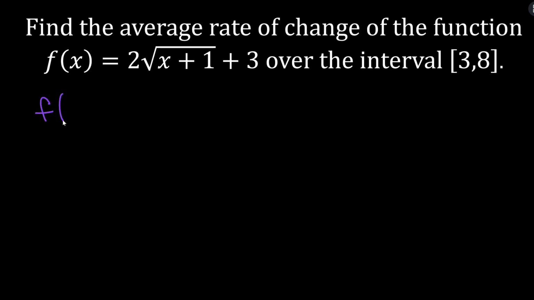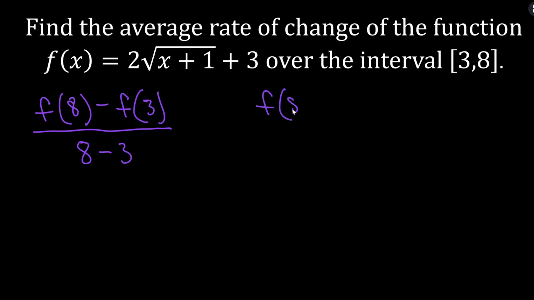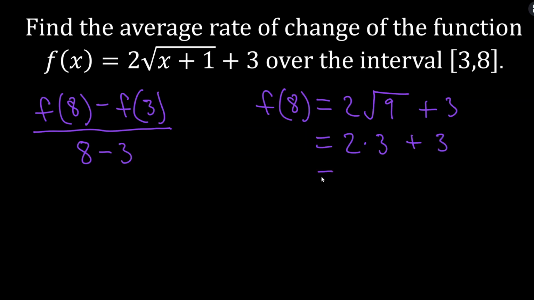So remember, we are finding f of 8. We are subtracting f of 3. And then we are dividing that by 8 minus 3, which is 5. So off to the side, we can find f of 8 first. And that's equal to 2 times, what is this, 8 plus 1? Oh, square root of 9. Amazing. Plus 3. 9's a perfect square. Makes it easy. 2 times 3 plus 3. Make sure we follow the order of operations here. 2 times 3 is 6. Plus 3 is 9. Amazing.